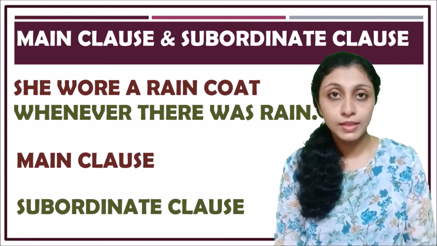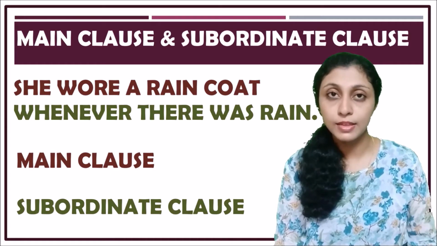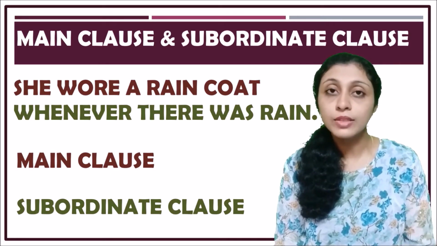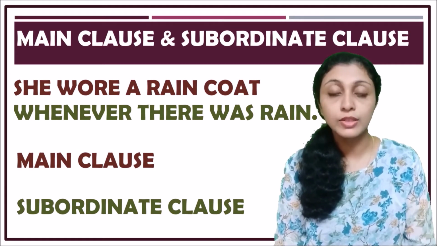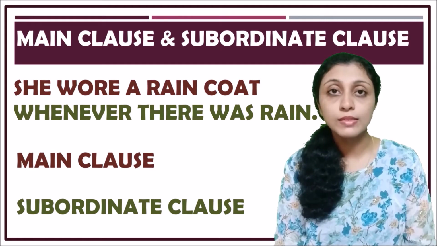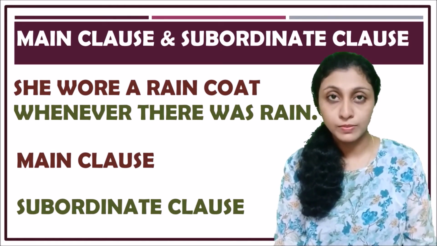Now, this part of the sentence cannot stand independently. It does not make any sense if you just say, whenever there was rain. It does not give us any information. It does not give us the complete information. Therefore, this clause is referred to as the subordinate clause. It is dependent on the main clause. We have just had a review on the main and the subordinate clauses.